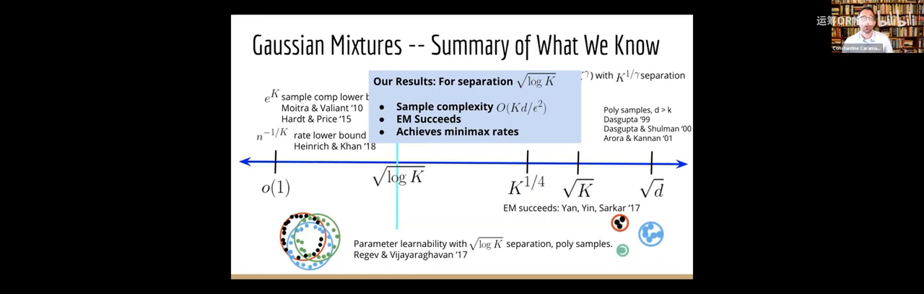Even if someone were to tell us the label of every single sample that we see, this point came from Gaussian 3, this point came from Gaussian 7, and so on, we would basically have these same results. Again, similar to the Regev and Vijayaraghavan work and the Yan, Yin and Sarkar work, these results, even though I'm talking about EM, still require an initialization, which requires exponential effort.